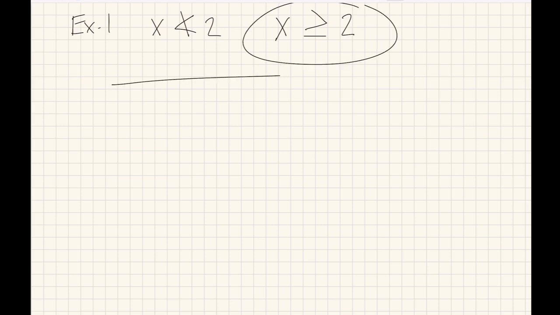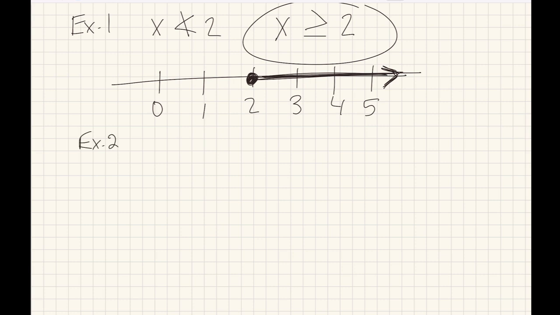So we're going to draw out our graph. You do not have to start with any negative numbers. If it is greater than 2, we really can just start here. We are going to have a closed dot on the 2 because it says greater than or equal to, and then we are going to go to the right. We would graph it just like this.